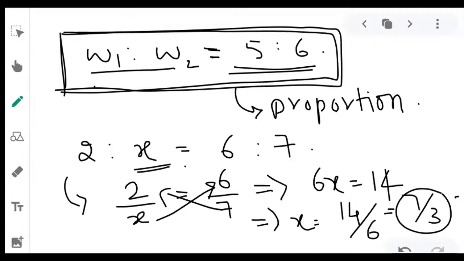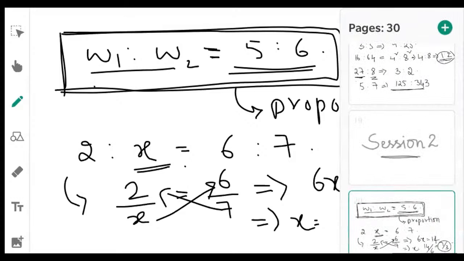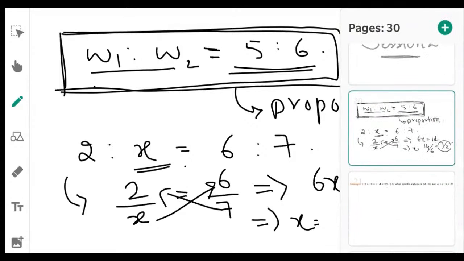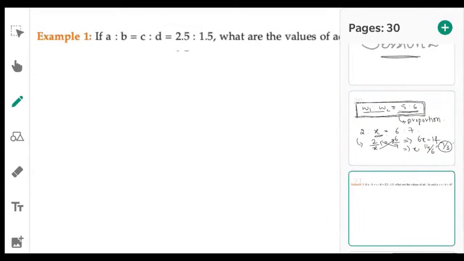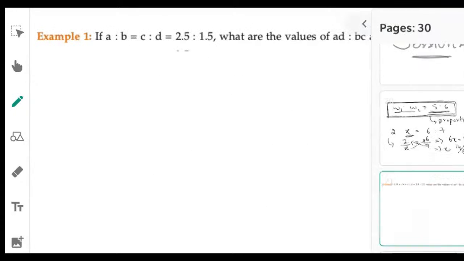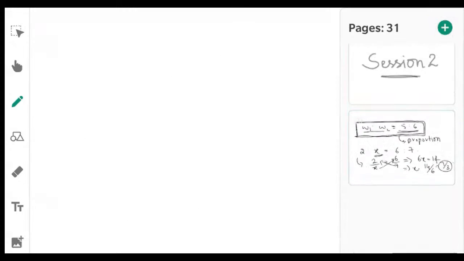All right. So we'll do a few problems first before going into further properties of proportions. Let's say I have something like this, find out the value of A and tell me.